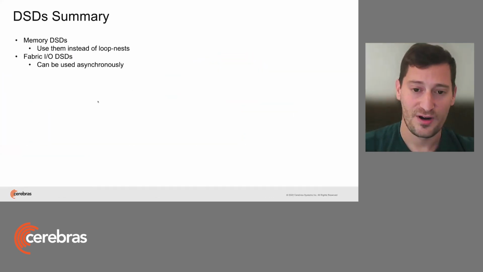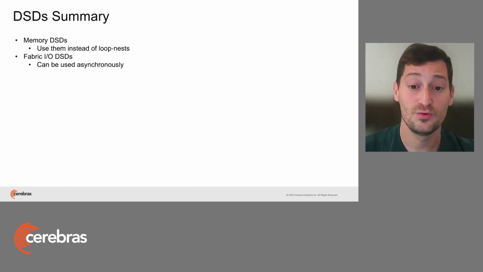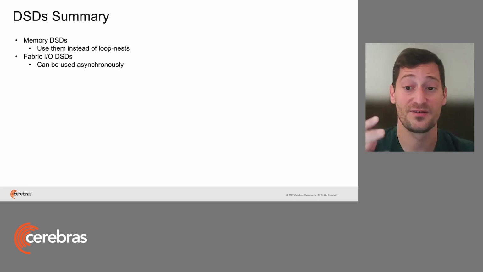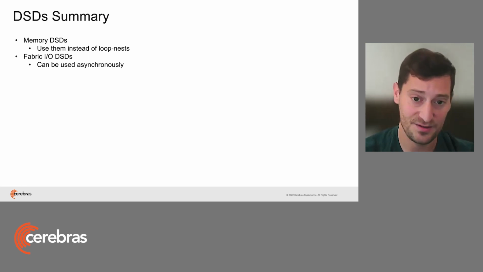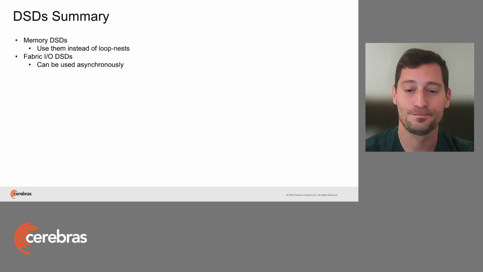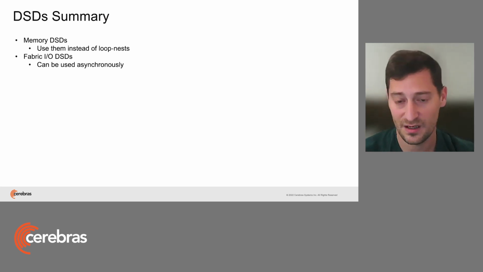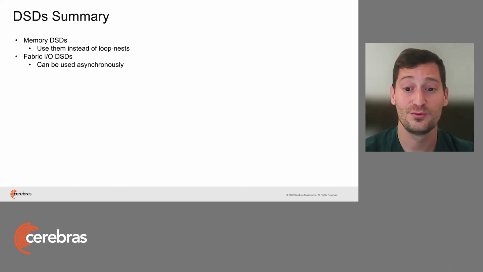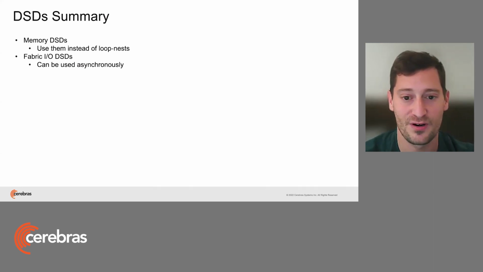So what we've seen so far are two classes of DSDs: memory DSDs that allow us to perform compute much faster than explicit loop nests, and fabric DSDs that allow us to access the data flowing through the fabric and use it for computation, send the results out, and also do that asynchronously. Again, I'm going to pause here to see if there are any questions so far.